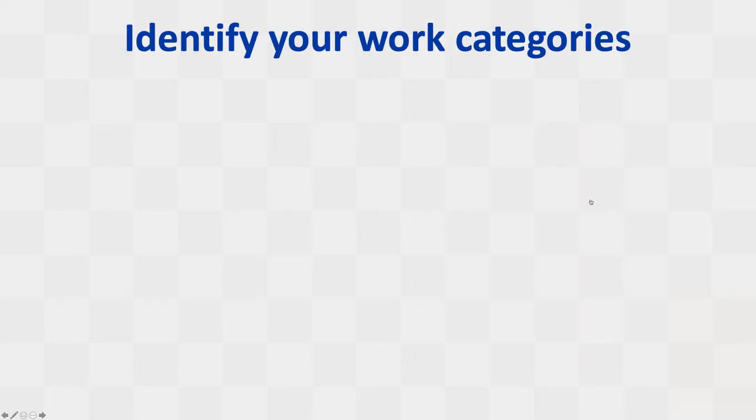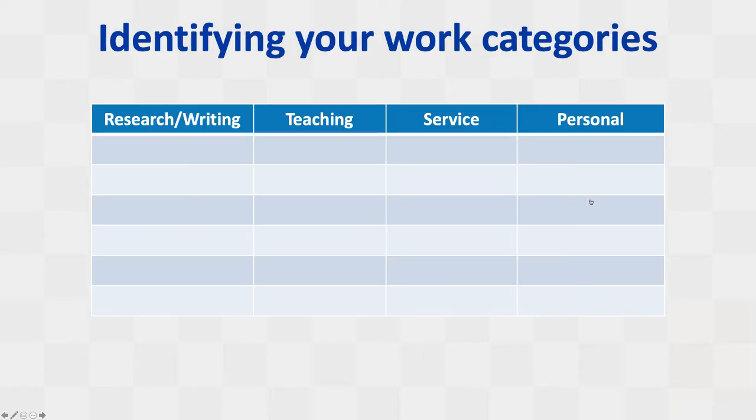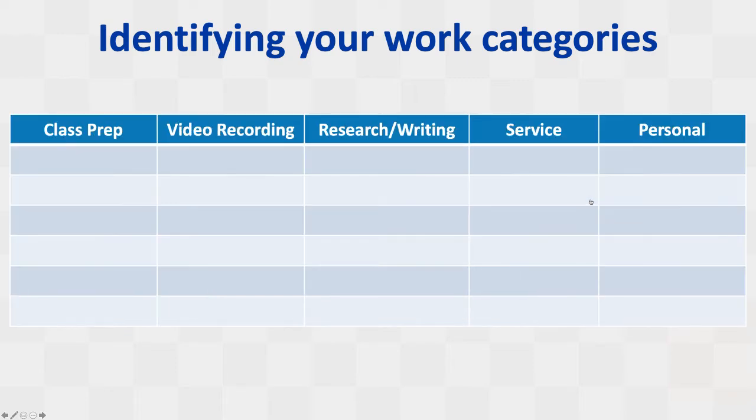The first thing that you're going to want to do is create your work categories. So this is something that you'll go through and divide all of your work items into all of these specific categories each Sunday afternoon. Before we went to this working online schedule, my work categories were separated into research and writing, teaching, service, and personal. Now that we've transitioned to this online work schedule, I've readapted my work categories to include class prep, video recording, research and writing, service, and personal.